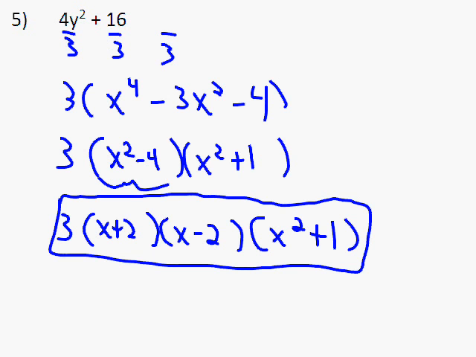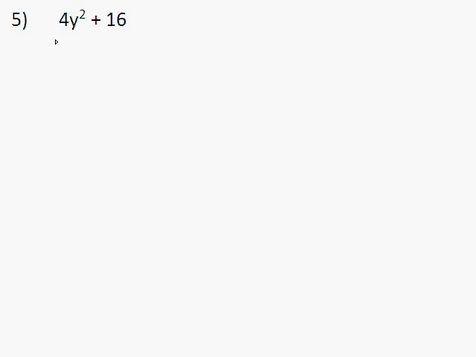And for our last example, 4y squared plus 16. I gave you this one on purpose because at first glance it might look like this is a prime factor. In other words, it can't be factored anymore, but you'll notice they're both divisible by 4. So we get 4 and then y squared plus 4.